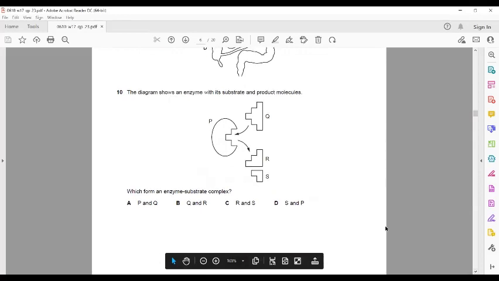Question number 10, the diagram shows an enzyme with a substrate and product molecules. Which form an enzyme substrate complex? You have to define which one is the enzyme, which one is the substrate, which ones are the products. So P is the enzyme, and Q should be the substrate, and R and S, both of them together, are the products after the reaction has happened, because Q is broken down into R and S, isn't it? So the enzyme substrate complex should be when P and Q match together, fit together, bind together. So P and Q, so the answer should be A.